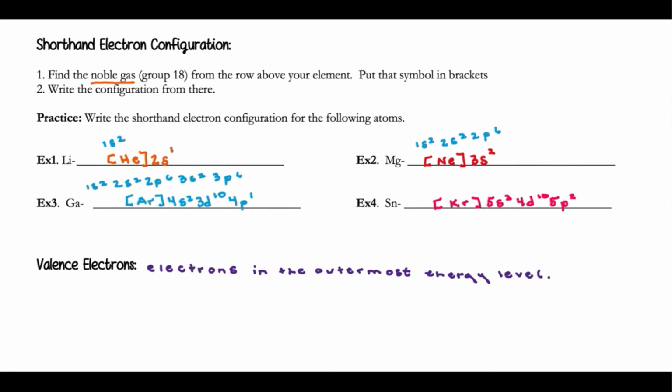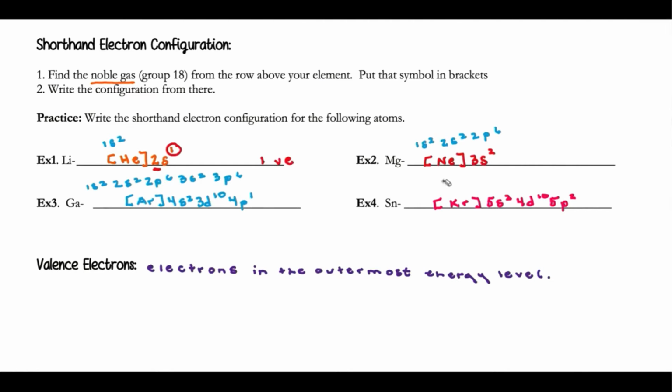So remember, I just told you that valence electrons are your electrons in the outermost energy level. Okay, so let's look at lithium for an example. The outermost energy level, we're talking about the highest principal energy level. So if you look here, I've got 1s and I've got 2s. So 2 is my highest energy level, which means lithium is going to have 1 valence electron. It's as easy as that.